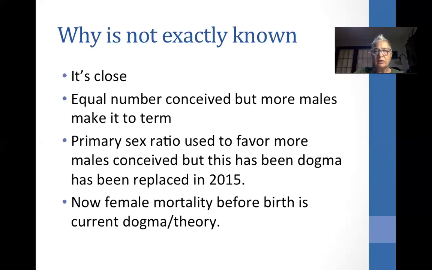So there's different ratios that they talk about, secondary and primary sex ratio. The primary sex ratio used to favor more males, but this dogma has been replaced. They used to think it's because more males were conceived, but now they think it's about the bringing to term. And the theory now that's central dogma to this is female mortality before birth, so fewer female embryos actually make it to term. They used to think it was because the conception numbers were different, maybe the swimming wise, but now this is where research is leaning, but there's more research that could be done on this.